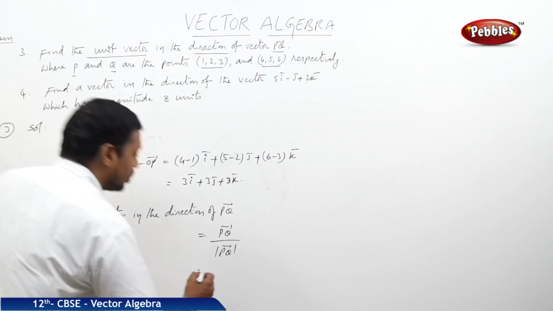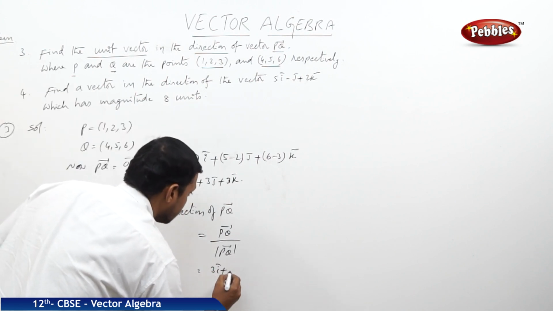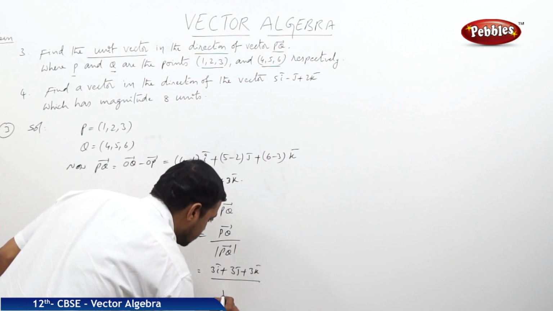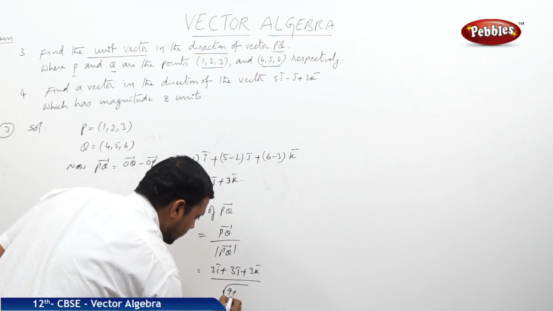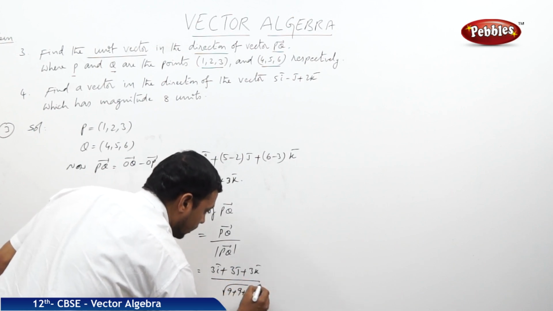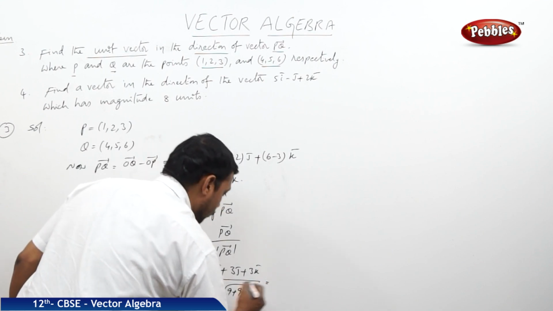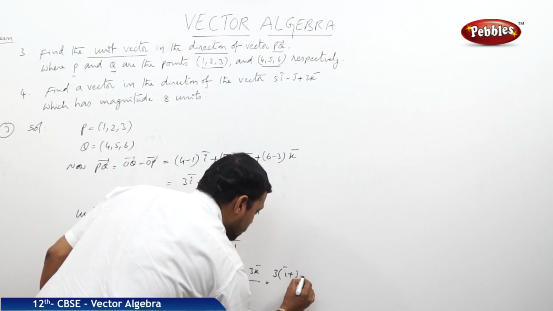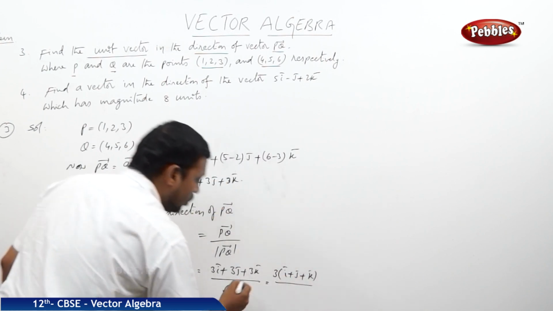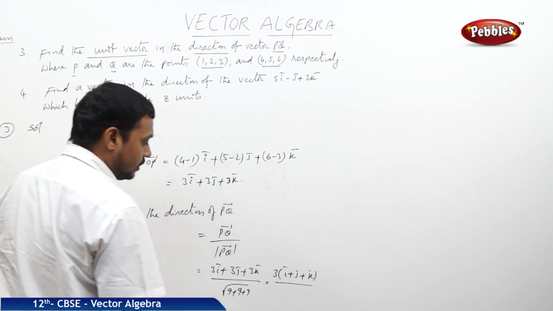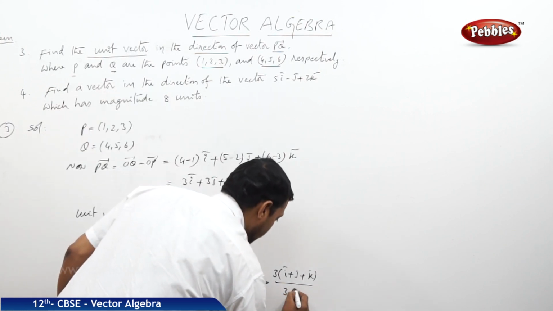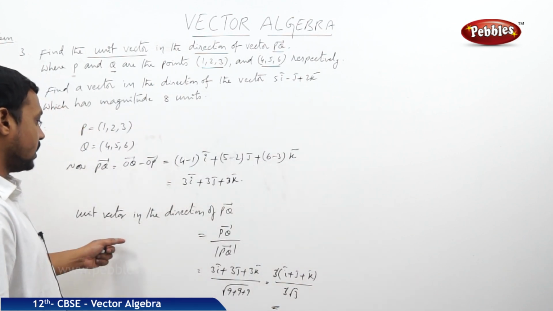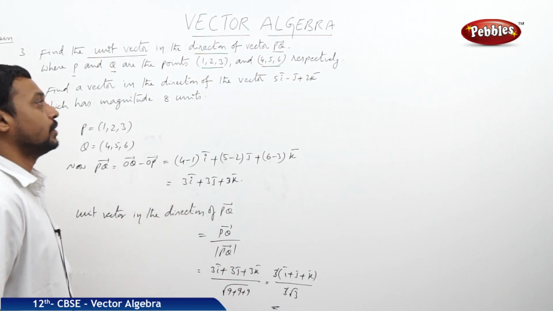PQ vector is equal to (3i + 3j + 3k) divided by its magnitude, that is root of 3 square, 9 plus 9 plus 9. Now this is equal to, taking 3 common, 3 into (i + j + k) by root of 9 plus 9 plus 9, 27. Root 27 is equal to 3 root 3. Now of course 3 cancels and we get (i + j + k) by root 3. Now that is the unit vector in the direction of PQ.